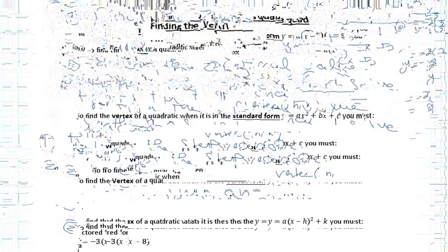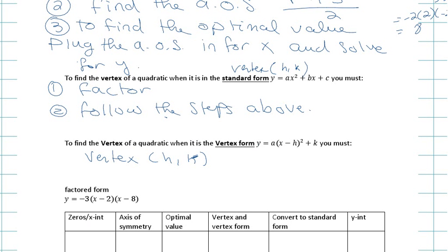Okay? Now the third form that we know is called the vertex form. How can I find the vertex from the vertex form? H and K. The easiest thing you can do is find the vertex from the vertex form, which is the vertex is H and K. There is not much that you need to do. Okay? So if it's already in the vertex form, you just state your vertex.